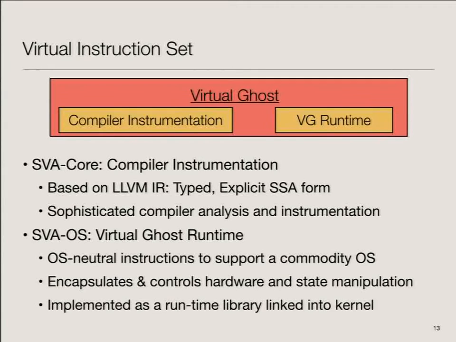Now, implementation-wise, we implement the SVOS instructions as a native code runtime library. So essentially what happens is you express your operating system kernel in the virtual instruction set. You then analyze and instrument it, and convert it down to native code. The implementation of the SVOS instructions is missing from that native code, so the runtime library is linked in, and provides the implementation of those instructions. You now have a complete native code kernel that you can boot on real hardware.